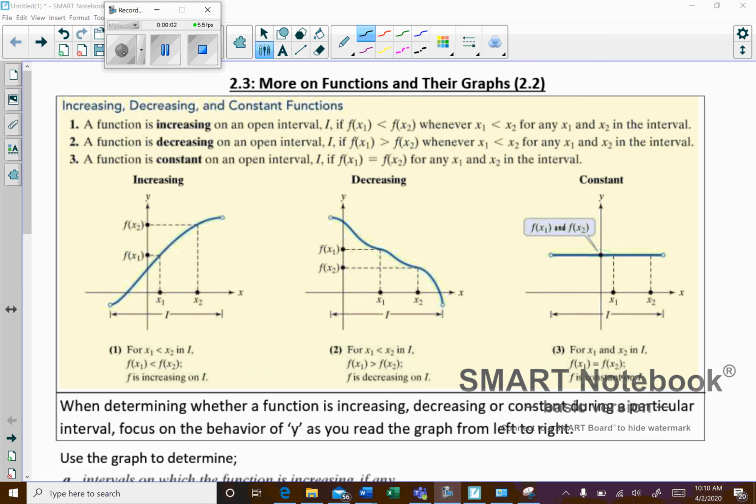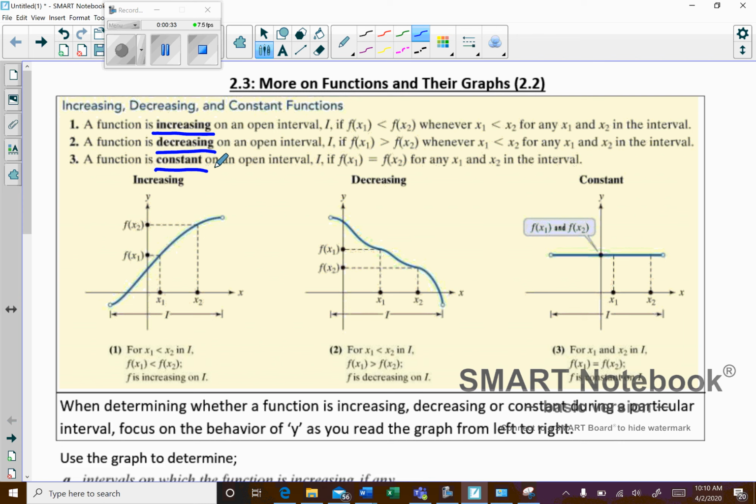I received a couple questions about this, so I just decided to go ahead and make a little extra video to discuss this. So we're going to look at increasing and decreasing functions. This is a pretty formal definition here, but basically what we're looking for is the domain of a graph for where it's increasing, decreasing, or constant. And we're going to read our graphs from left to right.